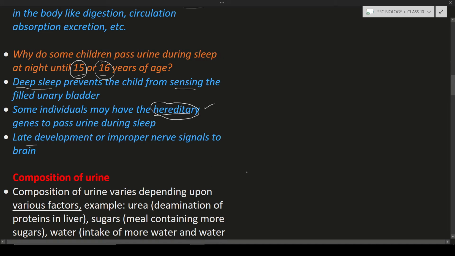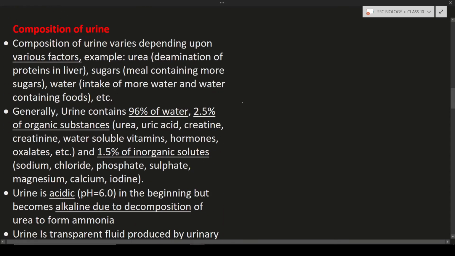Okay, next we are going to move to another topic, known as composition of the urine. Composition means what constituents or components are present in the urine. The composition of the urine varies depending upon various factors. For example, the presence of urea, the presence of sugars, water, and so on. Urine contains urea, sugars, water, and so on. Depending upon all these factors, the composition of the urine varies. It is not constant all the time.